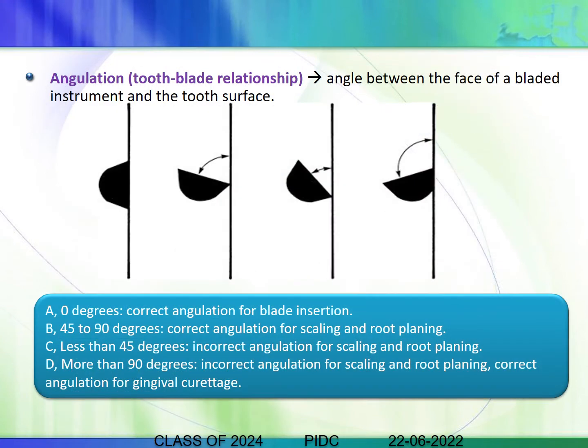Angulation, this is the angle between the face of the bladed instrument and the tooth surface. Here you can see that 0 degree angulation is used for insertion. The angle between the blade and the tooth surface is completely 0, so this can be used for insertion. 45 to 90 degrees is the correct angulation for scaling and root planing. Less than 45 degrees is an incorrect angulation for scaling and root planing. Above 90 degrees is also an incorrect angulation for scaling and root planing, but it is an ideal angulation for gingival curettage.